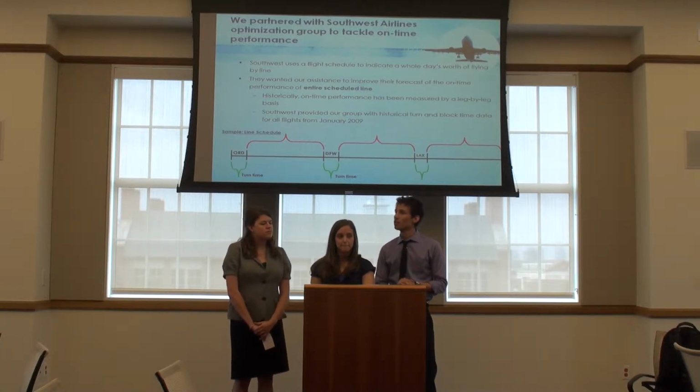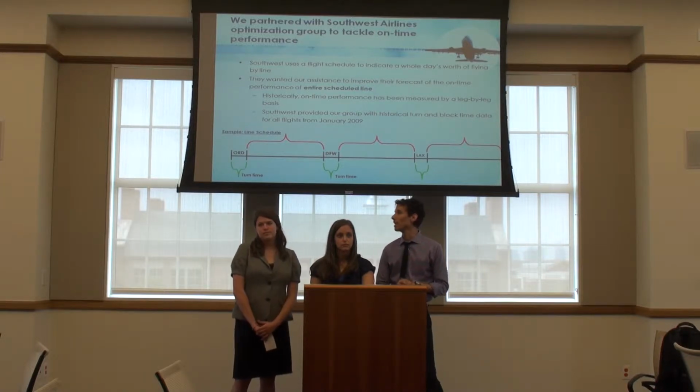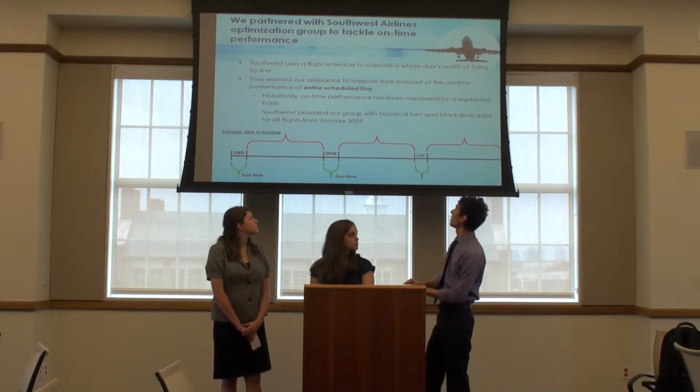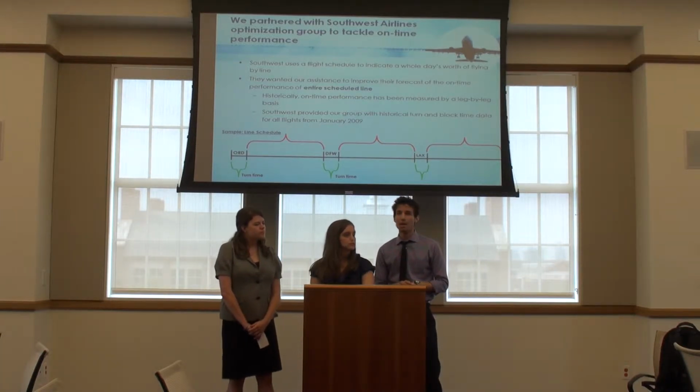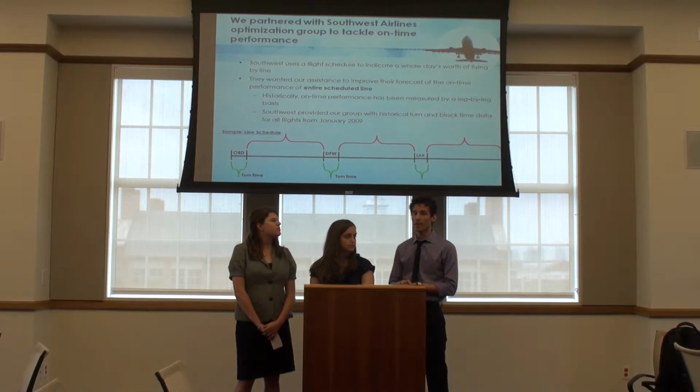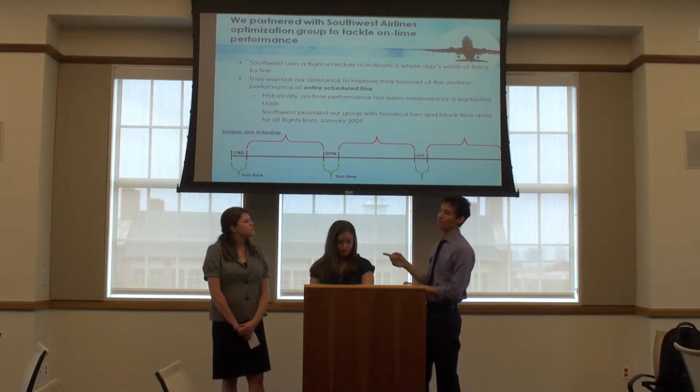What they wanted us to do, though, is that when they do have issues, they look at legs. An example of a leg is DFW to Los Angeles, and they'll look for trends and issues in that space. But they wanted us to look at a broader perspective and look at a line basis. So all three airports here would be considered a line.